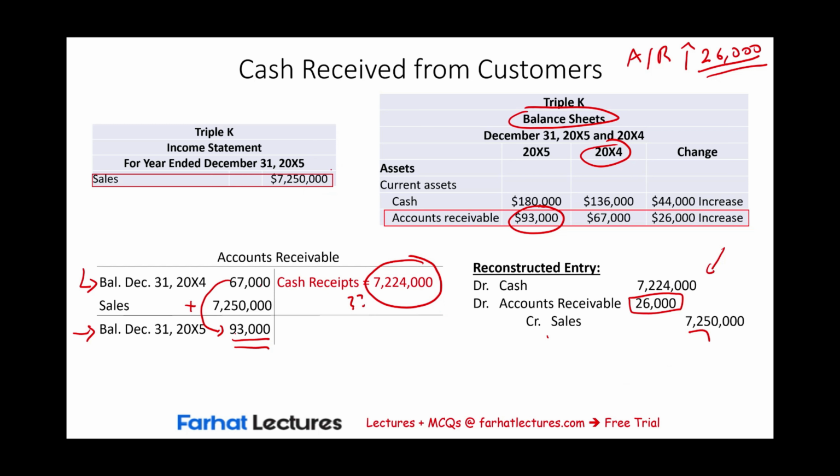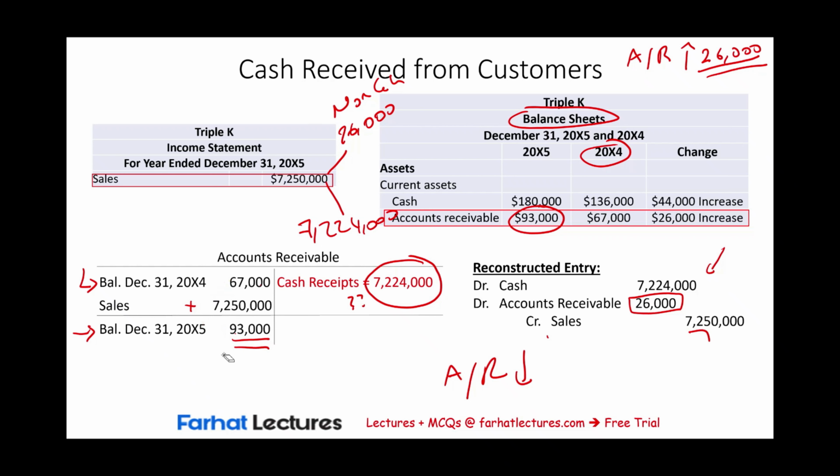To show you this one more time, of this amount, 26,000 was not collected, non-cash sales, and the remainder, 7,224,000, is cash. How did I know this? I examined my account receivable. My account receivable went up. Therefore, if account receivable went up, it means part of my sales, the difference in that increase, is sales on credit. Now, if account receivable went down, it means I collected more cash than I sold on credit.